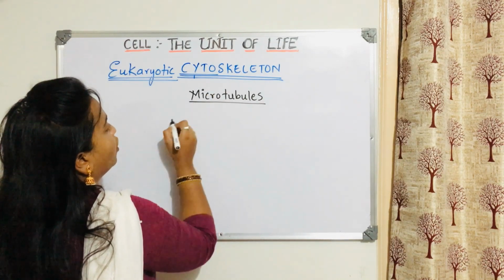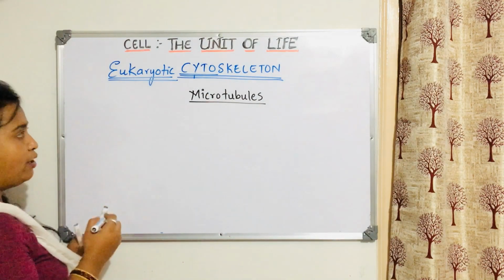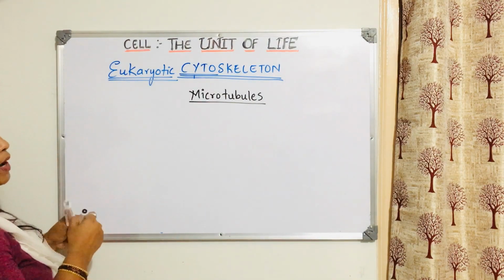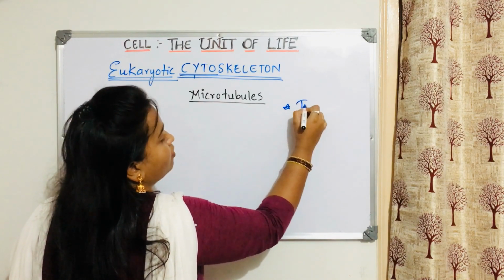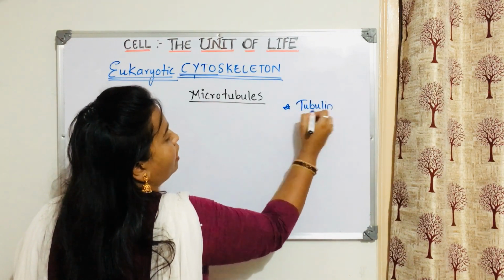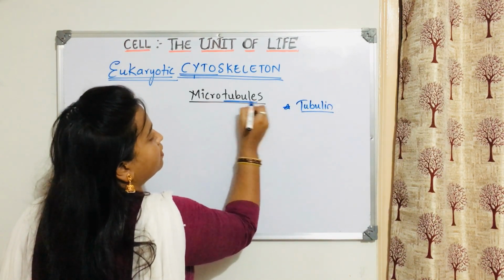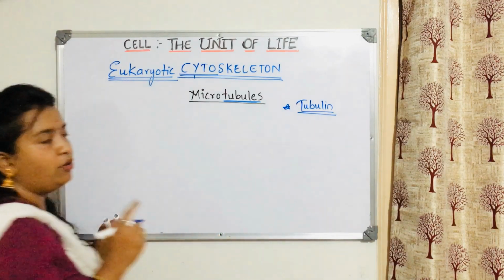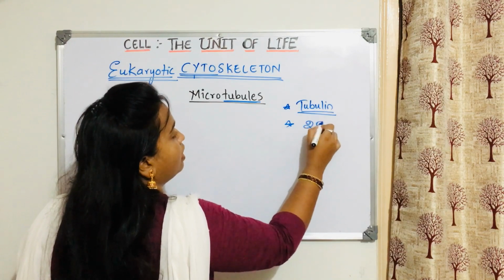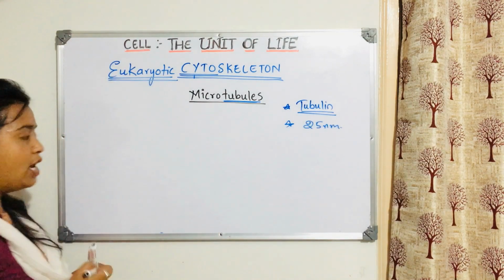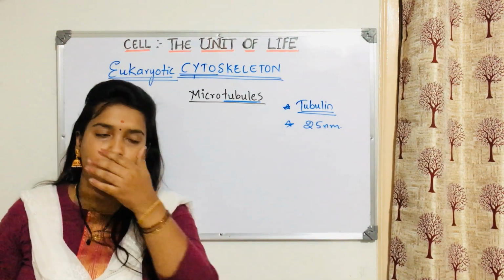Now microtubules, I told you 2 important things about microtubule. Its protein is what? Tubulin protein. How will you remember this? Tubules, tubulin. Easily you can remember. And what is the diameter? 25 nanometer. Now we need to study about microtubules.